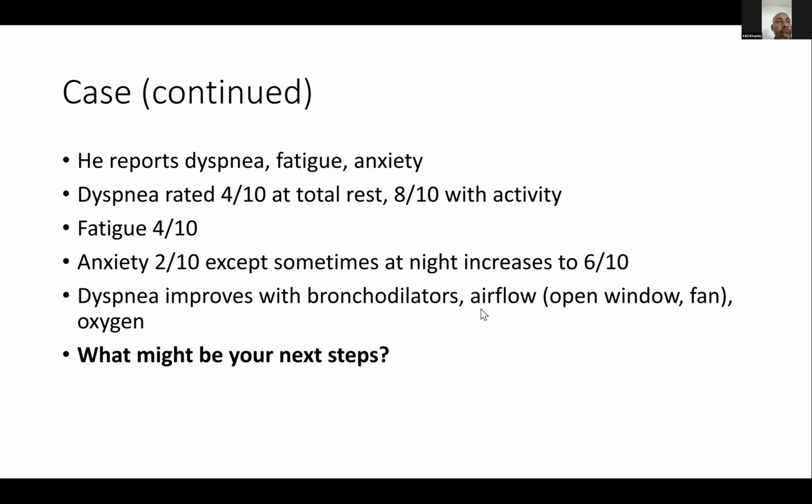Okay, thank you. And case continued. He reports dyspnea, fatigue, anxiety. Dyspnea rated 4/10 at total rest, 8/10 with activity. Fatigue 4/10. Anxiety 2/10, sometimes at night increases to 6/10. Dyspnea improves with bronchodilators, airflow, open windows, fan, oxygen. What may be your next steps?